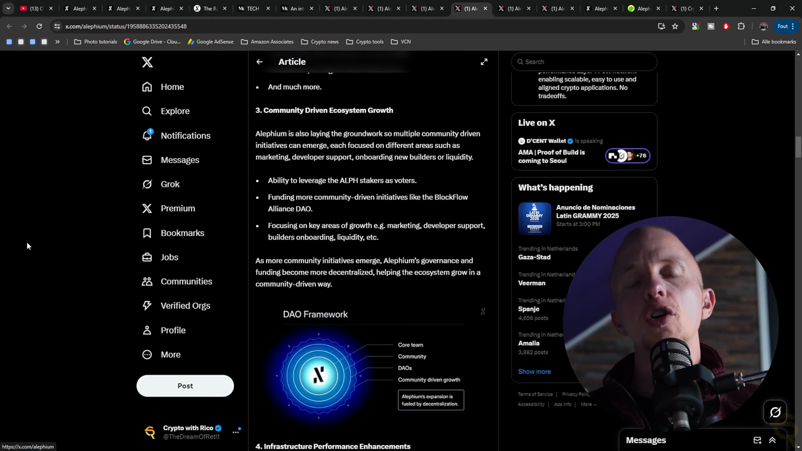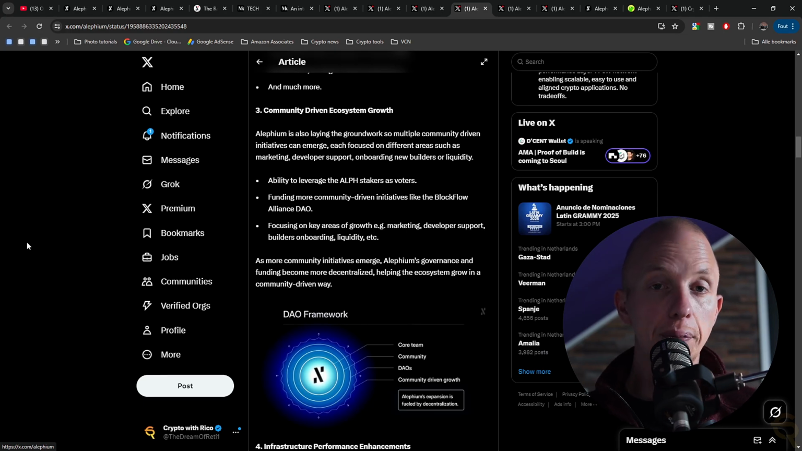loop. And of course, there's also a community angle. The plan mentions more budget and structure for groups focused on growth, builder support, and liquidity. Think DAOs that can steer funds and proposals with stakers voting. Now, over time, that shifts decision away from a single team and toward community-run efforts like the Blockflow Alliance.